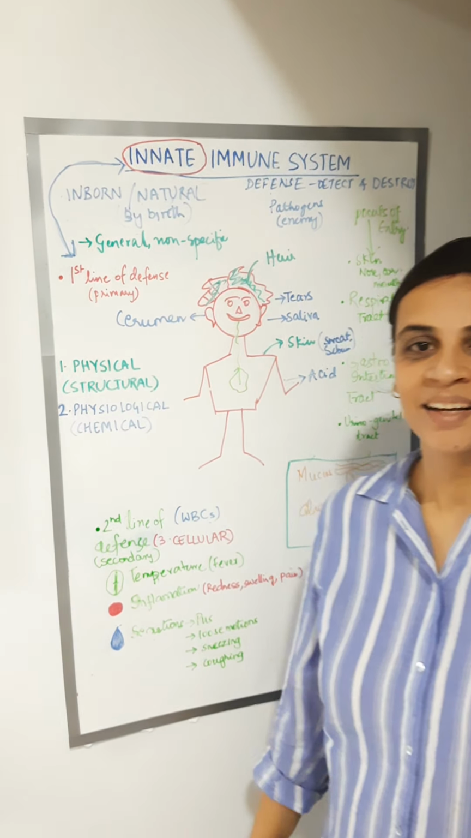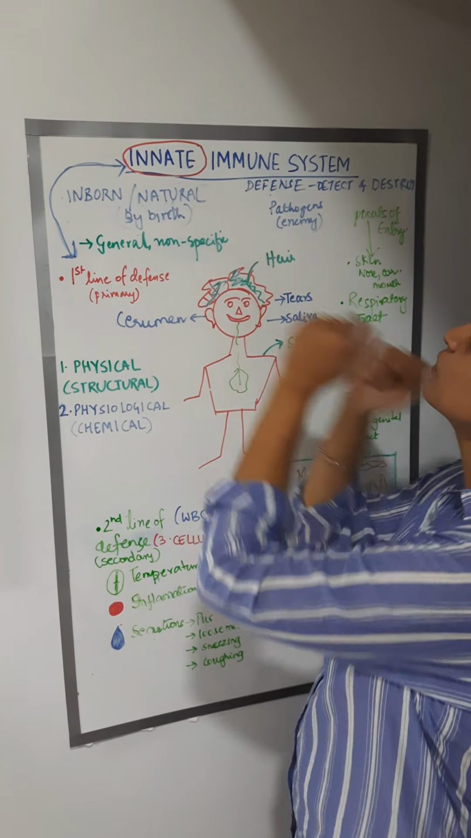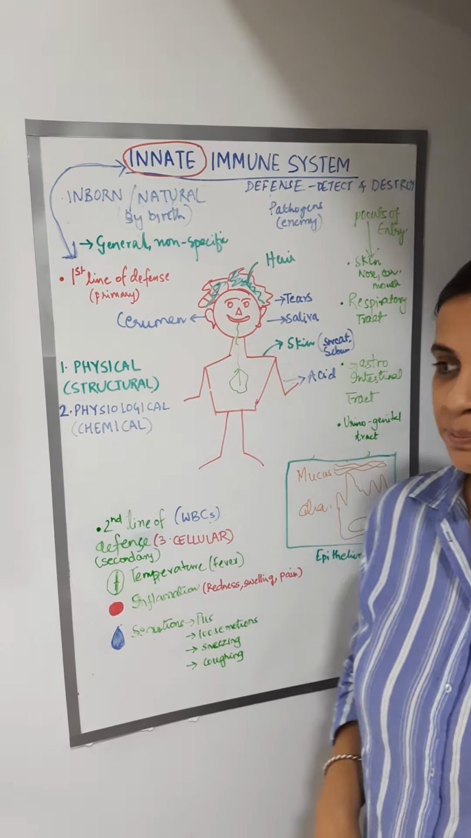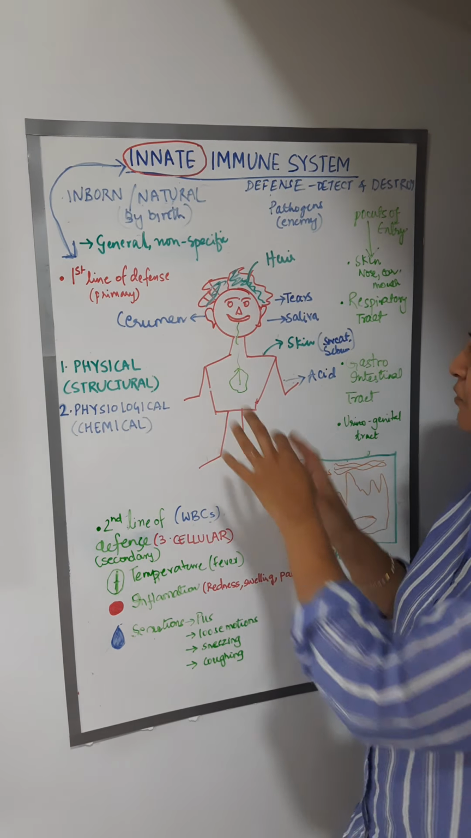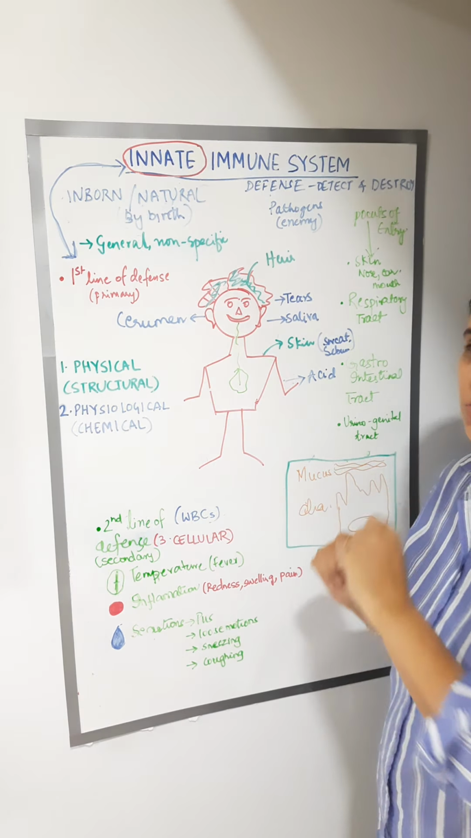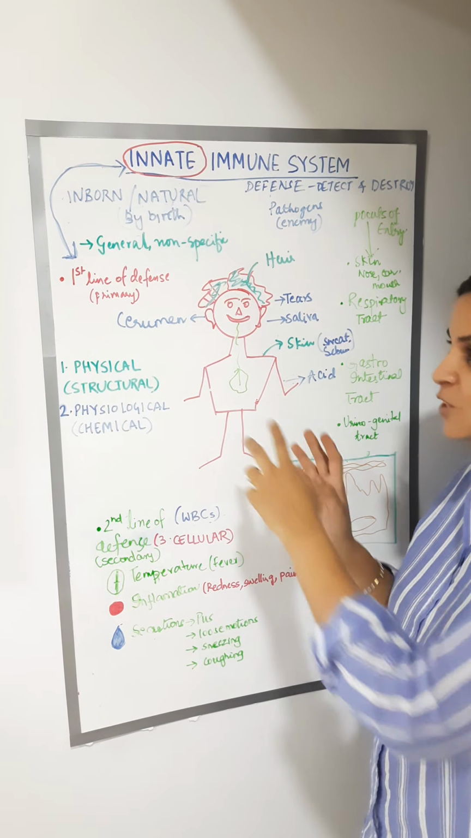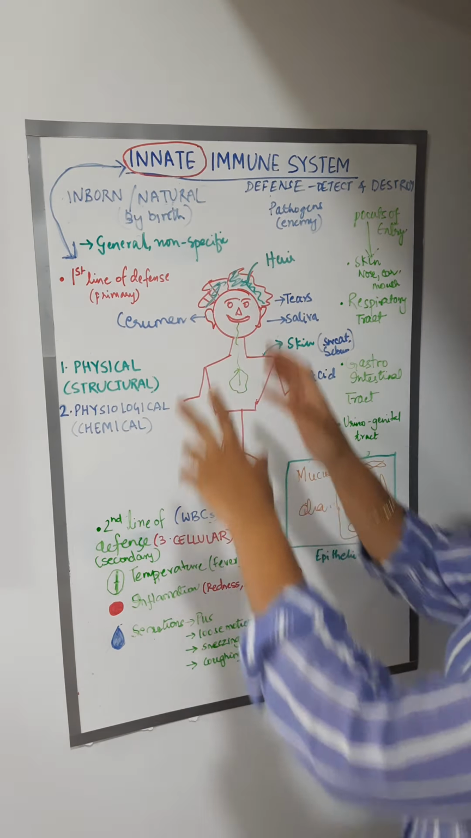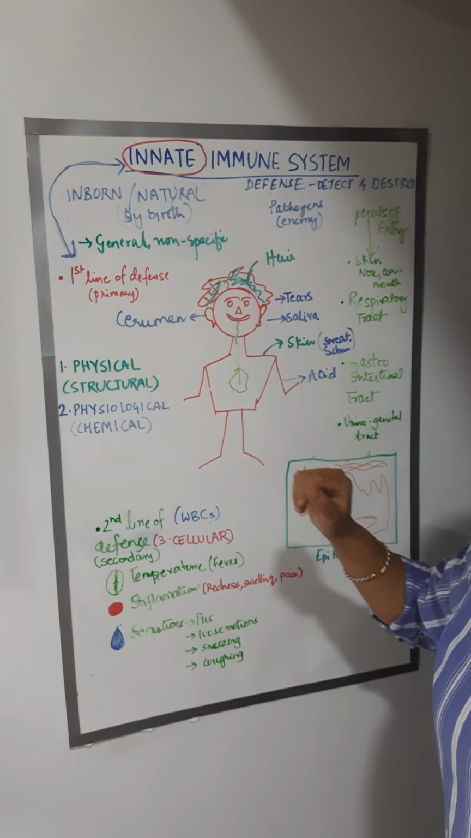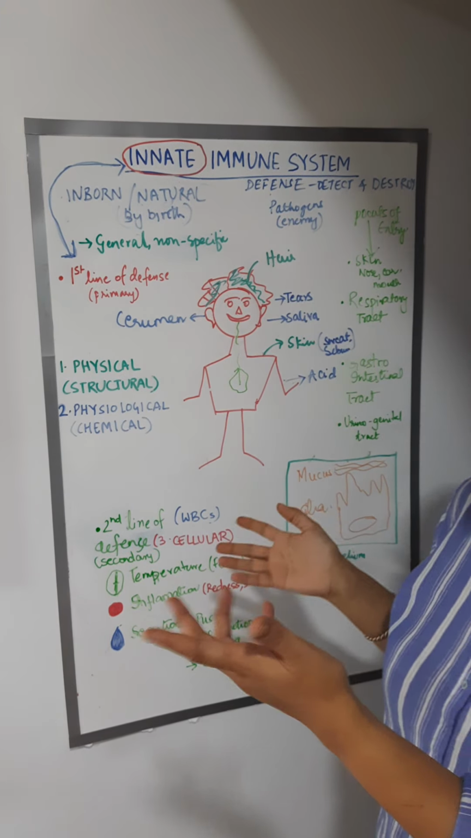Hello everyone. Today's class we are going to talk about the innate immune system. As you can see here on the board, I've drawn a quirky figure. This is just to make the class a bit interesting. We'll shortly come over to it. So before we jump into the innate immune system, let us see what the immune system is.